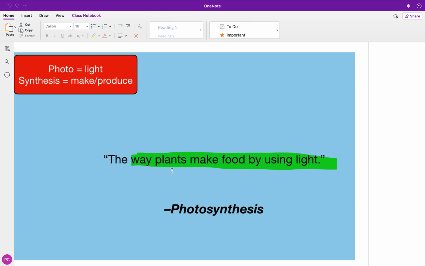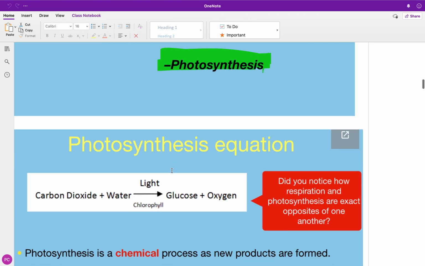So if you break the word down there, a photograph is a graph of light. So photo means light, and synthesis is to make or produce. So making or producing something using light. That's what photosynthesis is, the way plants make their food using light.